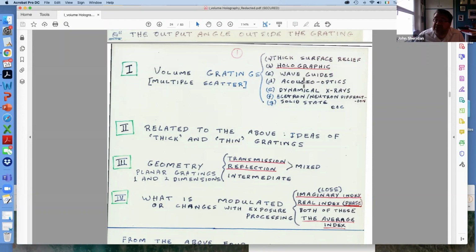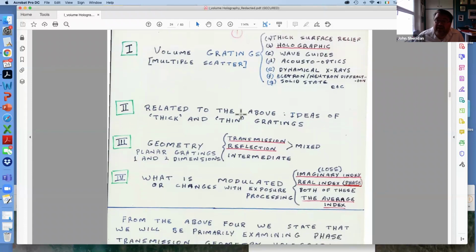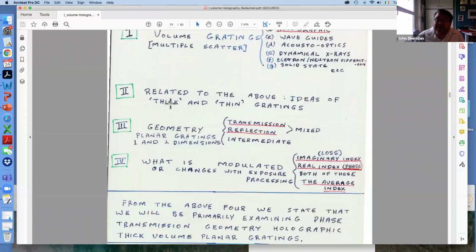These acoustic optic cells, they still find application. People have done lots of different things with these things. You've got traveling sound waves, and you can have multiple scatters traveling. Dynamical X-rays, so X-rays inside thick objects. The X-rays have got very, very short wavelength, but still you can have very thick, finely spaced crystals, and you can get multiple scatter, electron and neutron diffraction, solid state, etc. So really, when we say thick and thin, often what we mean is that in thick gratings, we have multiple scatter. People say dynamical scatter. And in thin gratings, we have single scatter.